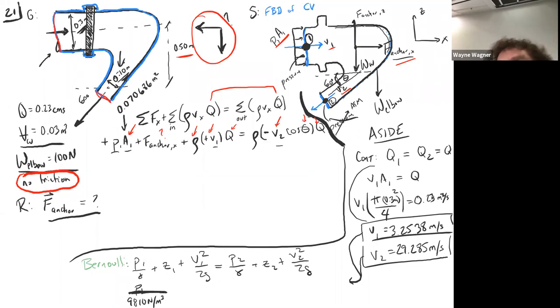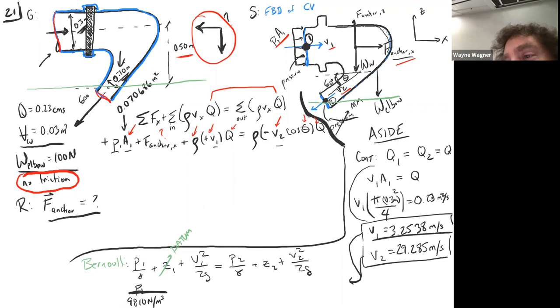All right. So now we have to deal with Z1 and Z2. For that we need a datum, and I usually like to make my datum my low point. So like down here or down here. So Z1 is going to go away because it's the datum.